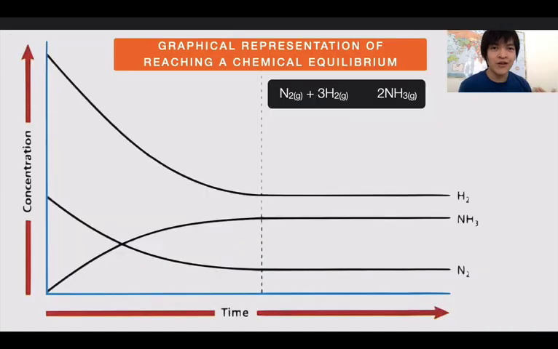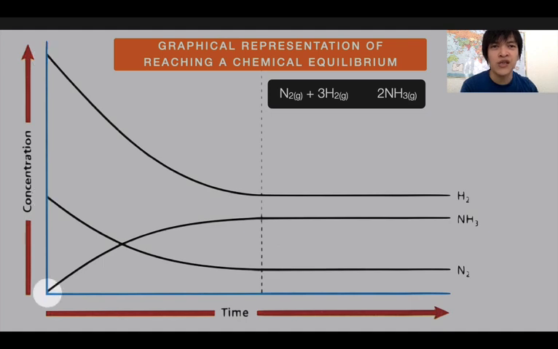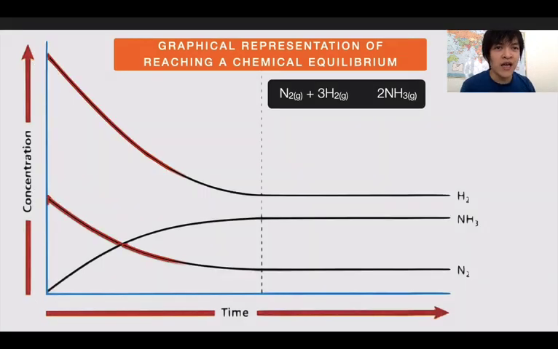Nice. Here we have a graphical representation of reaching a chemical equilibrium for the Haber process, the equilibrium reaction we just saw. This graph shows what's happening to the amounts of reactants and the amounts of products over time as equilibrium is being established. Take a moment to see if you understand what's basically going on in this graph. Pause the video if you need to.